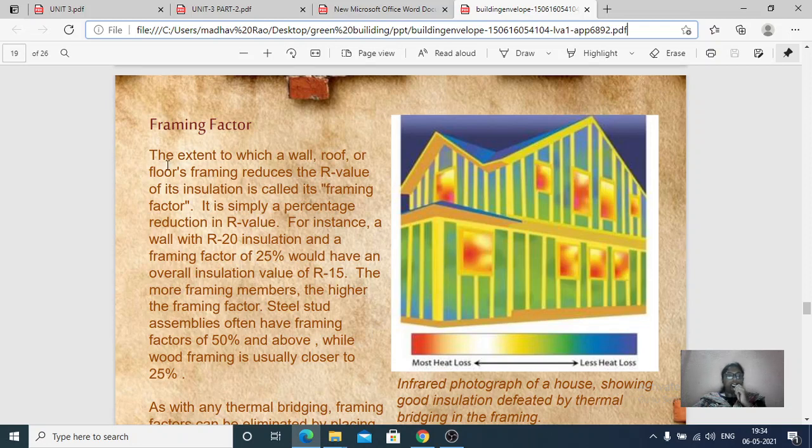Next one is the framing factor, the extent to which a wall, roof or floor framing reduces the R value of its insulation. It is called framing factor. It is simply a percentage reduction in R value. For instance, a wall with R20 insulation and a framing factor of 25% would have an overall insulation value of R15. So right, most heat loss and less heat loss.